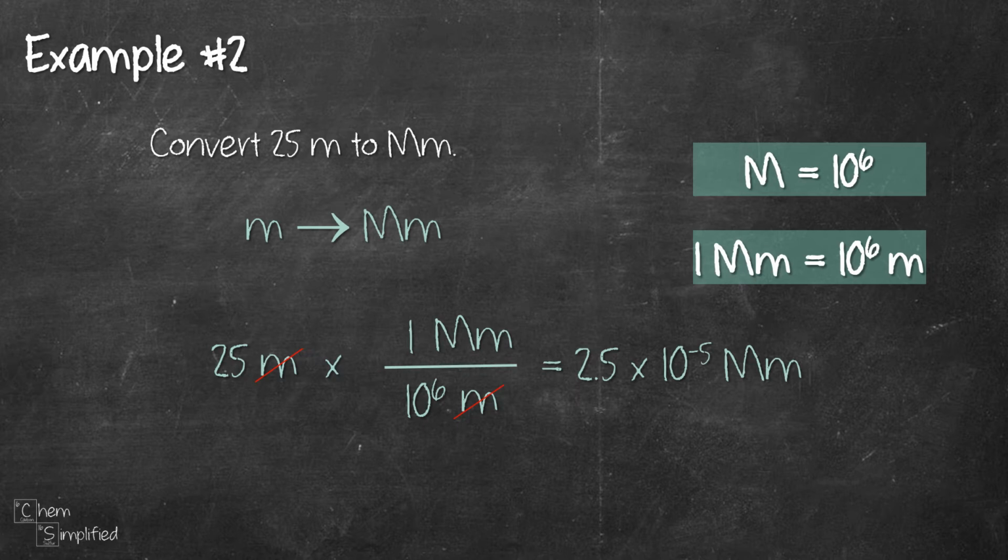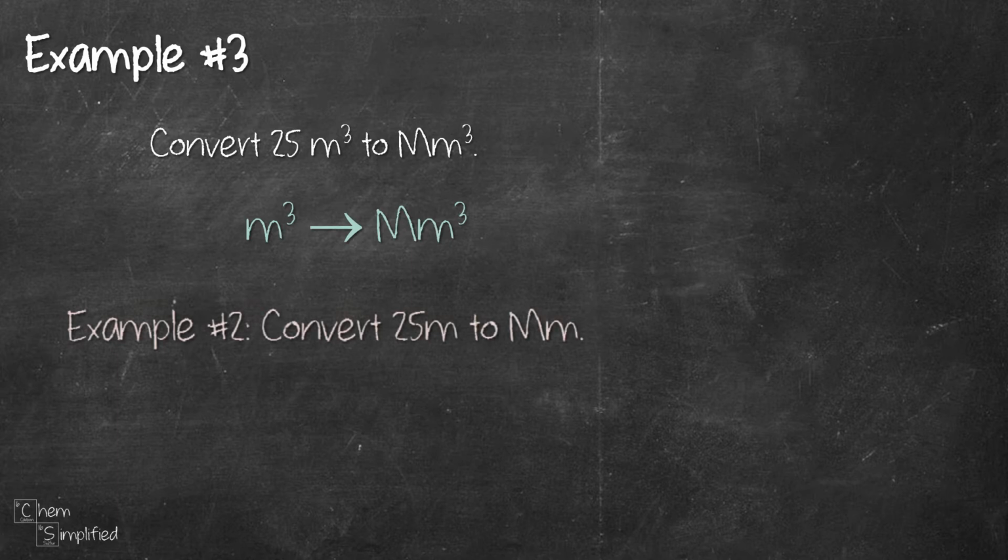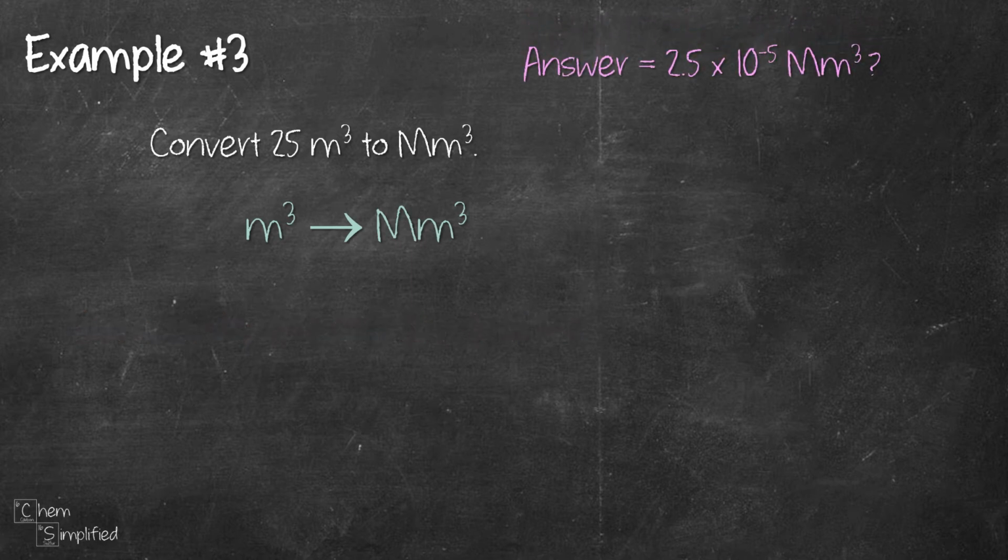Moving on to our third and final example, it's slightly more difficult than the last two that we've tried. So this question is asking us to convert 25 meter cube to megameter cube. In the previous example, we were asked to convert from 25 meter to megameter. Do you see the difference? Do you think we're going to get the same answer as the last one, which is 2.5 times 10 to the power of negative 5, except for the unit now will be megameter cube? Well, stay tuned and we're going to go through the calculation.